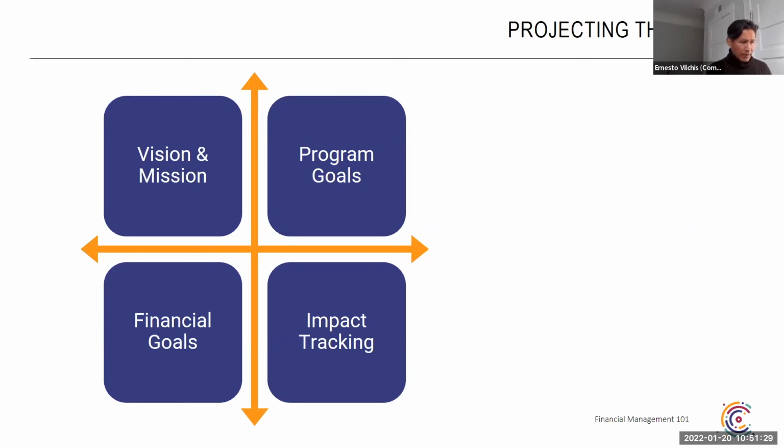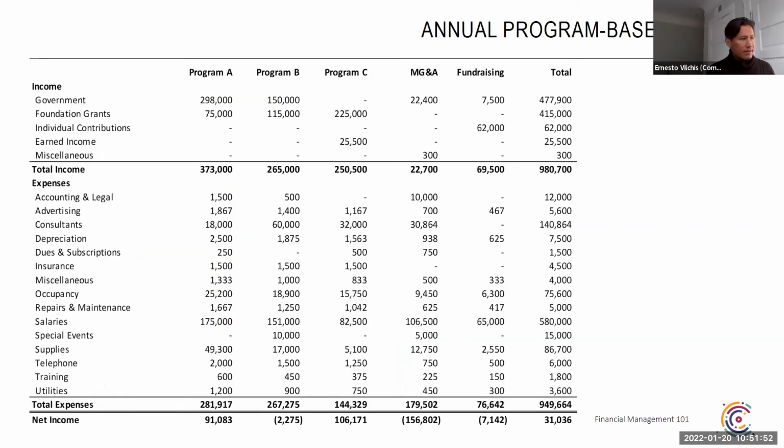The other thing is to track the impact that you're having. You might have this mission and vision, your program goals, and you want to make sure that you're having the right impact. This is where forecasting into the future allows you to make sure that you're having the impact that you want to have. Okay, if we can go to the next slide.